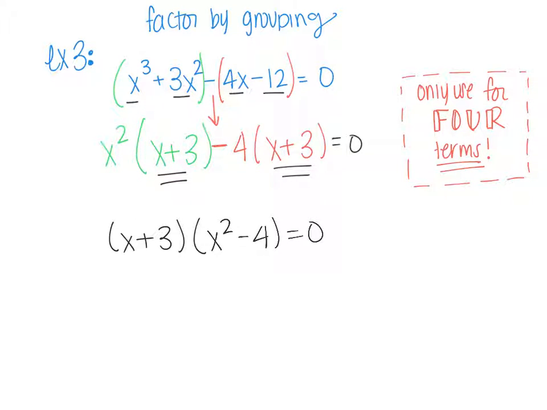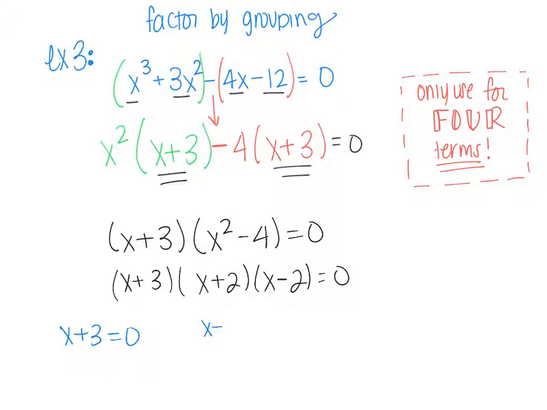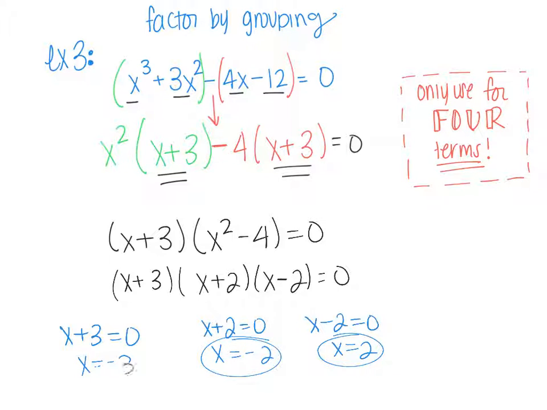Now I look for, can it factor more? So sure enough, that's a difference of squares, and it is factored all nicely. I'm still solving, so my very last part is going to be set each piece equal to 0, and get x equals 2, x equals negative 2, and x equals negative 3. So those are your 3 answers, and because it is a degree of 3, x cubed, I should have 3 answers.